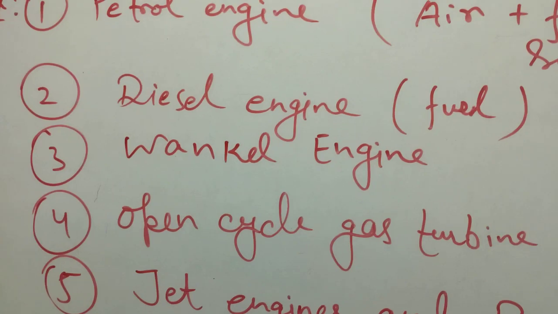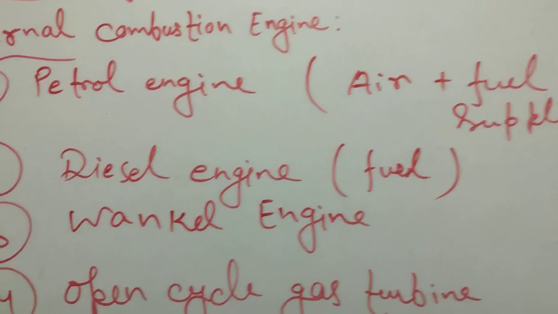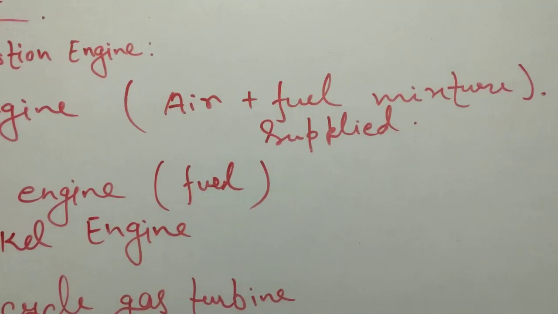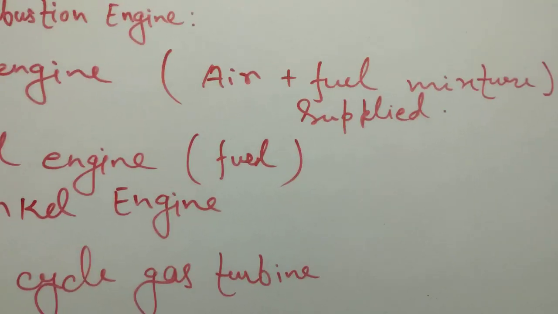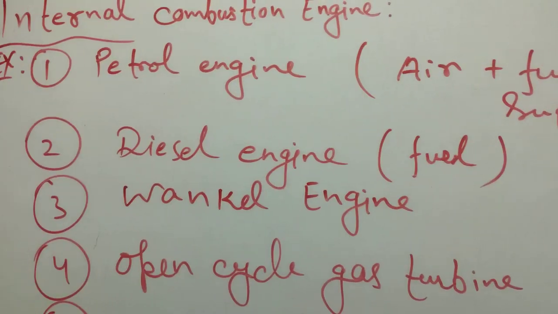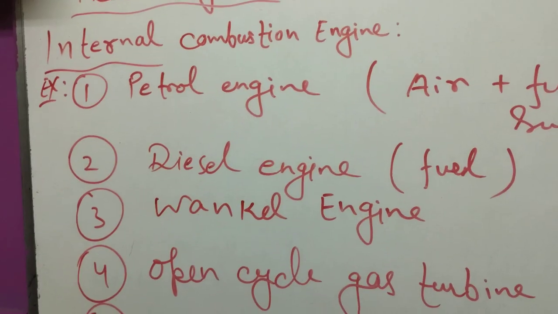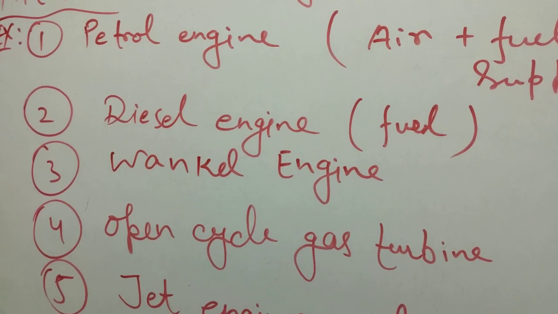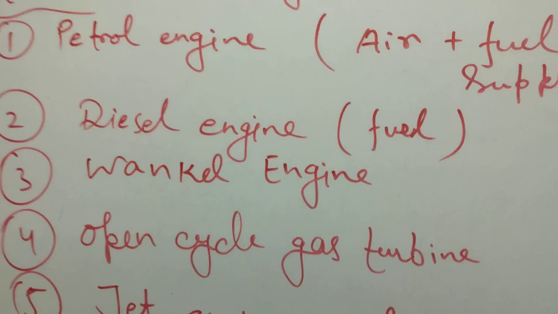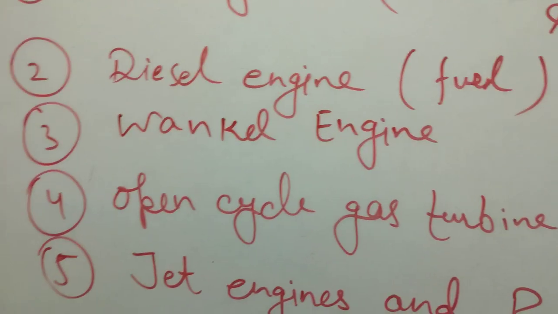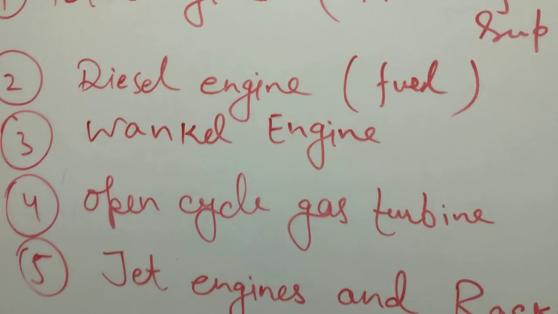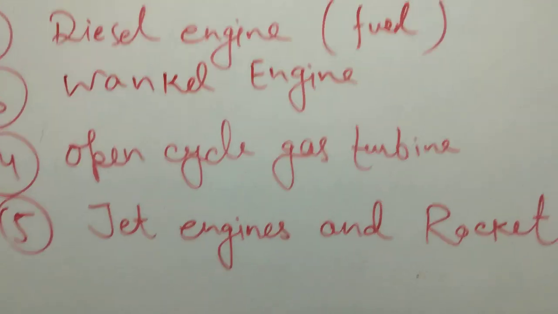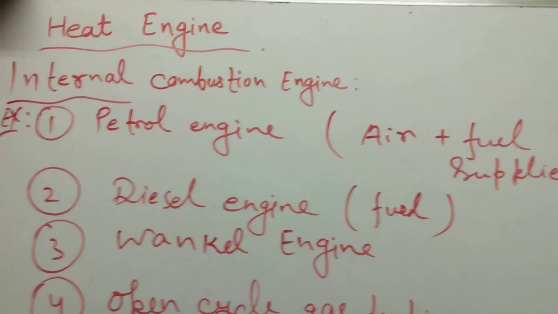Example two, diesel engine. Inside the chamber only air is supplied. Before the power stroke, the air is compressed. After compression, the fuel injector injects fuel inside the chamber and the fuel is burned due to the flash point and high temperature, and the power stroke turns the shaft of the prime mover. Vehicle engines, open cycle gas turbines, jet engines and rockets are also examples of the internal combustion engine.